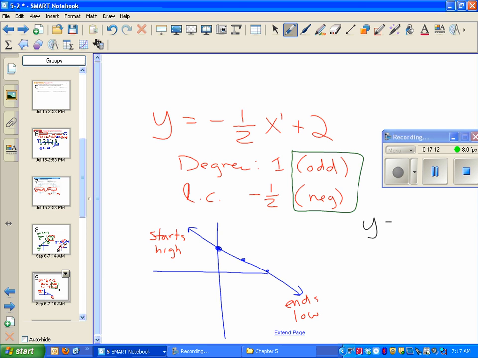So for example, if we have y equals 3x to the 5th plus 2x squared plus 1, again, I'm just going to graph the end behavior correctly.